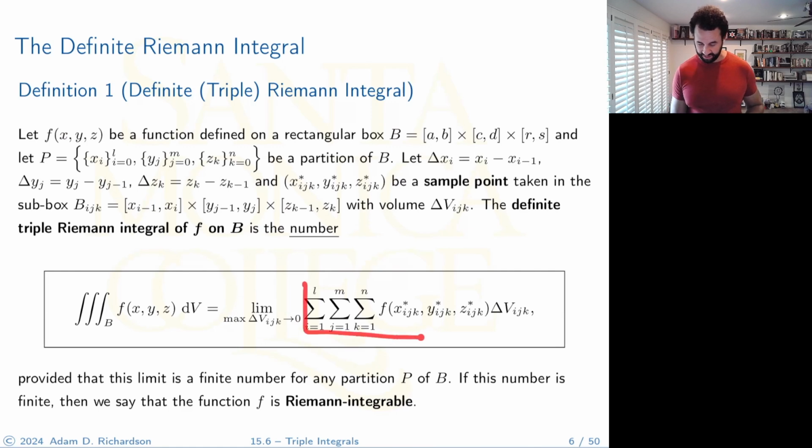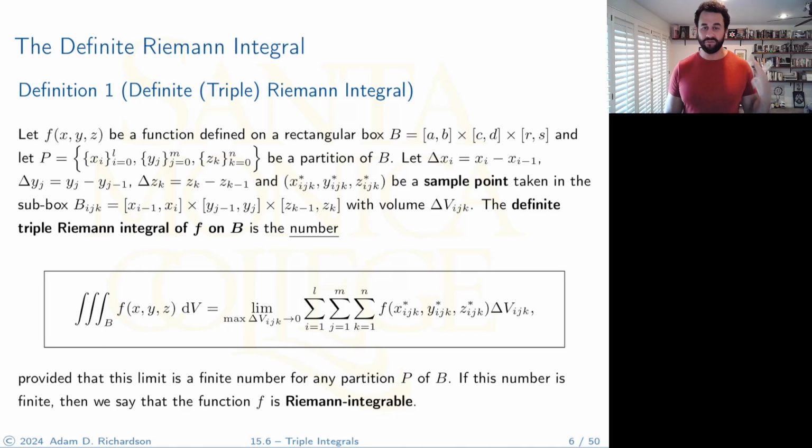So it's the limit of this triple Riemann sum, but the limit is taken as the maximum of the volumes of the subboxes goes to 0. This integral exists provided the limit exists for any partition P of the box B, right? If this number is finite, then we can say that the function f is Riemann integrable, and then everything is much nicer. So this is the general definition of a triple Riemann integral, very similar to what we saw before, and we're going to see it again.